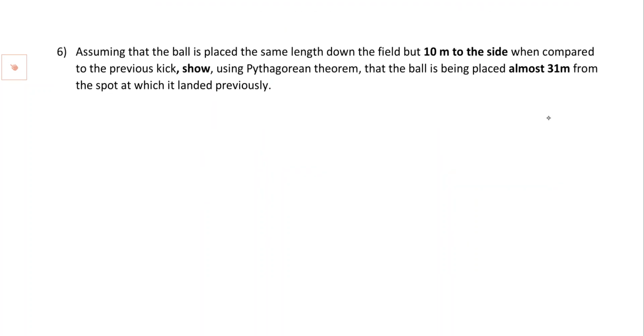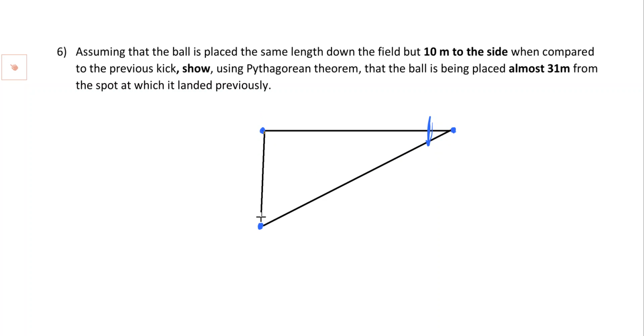Assuming the ball is placed. So this is kind of what, we're starting to do diagrams now. So here's the posts, okay? This is where the ball landed before, all right? Let's say this is where the ball was kicked before, all right? But now it's going to be 10 meters to the side, all right? So this is the path looked on above how it went before. This is the path it's going to go now. All right. This is the 10 meters to the side.